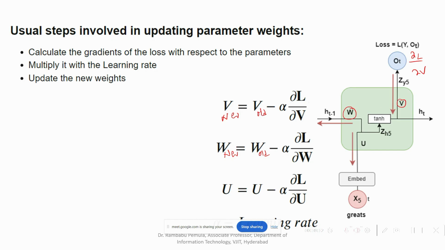Then you have to update your U value: U new equals U old minus alpha into the derivative of loss with respect to U. Like that, we update the weight values with the new weights. Once again you apply forward propagation, then we get better results. You continue this process until you minimize the loss function.